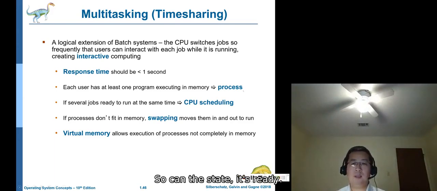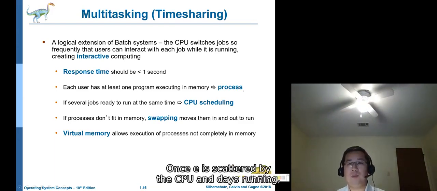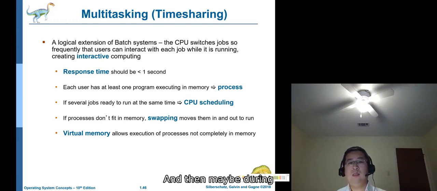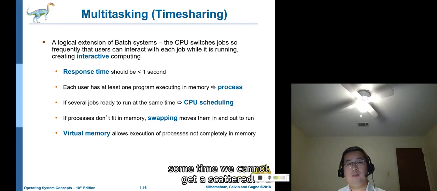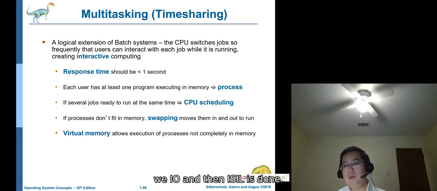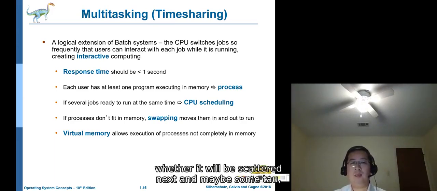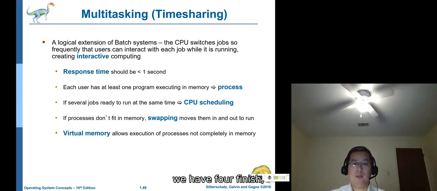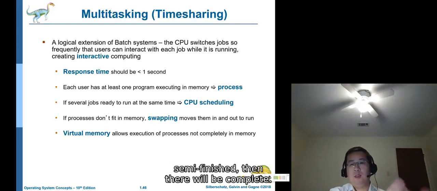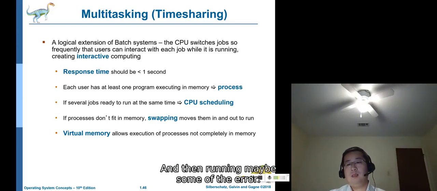So the current state is ready. Once it's scheduled by the CPU, then it's running. That's called running, right? And then maybe during some time we cannot get scheduled, so we are running, we are doing I/O, and then once I/O is done, we need to put it into wait, right? Into wait to be scheduled next, and then maybe at some point we have to finish, then that will be complete.